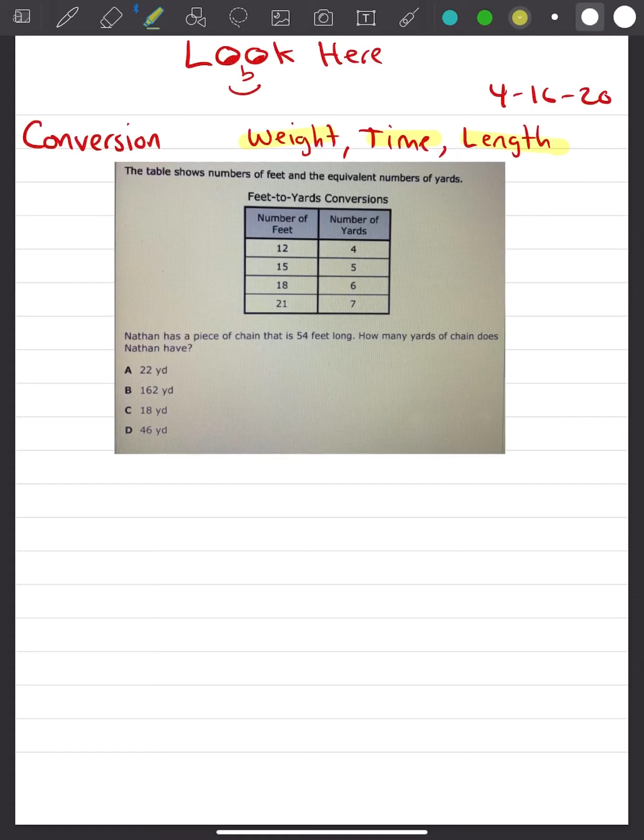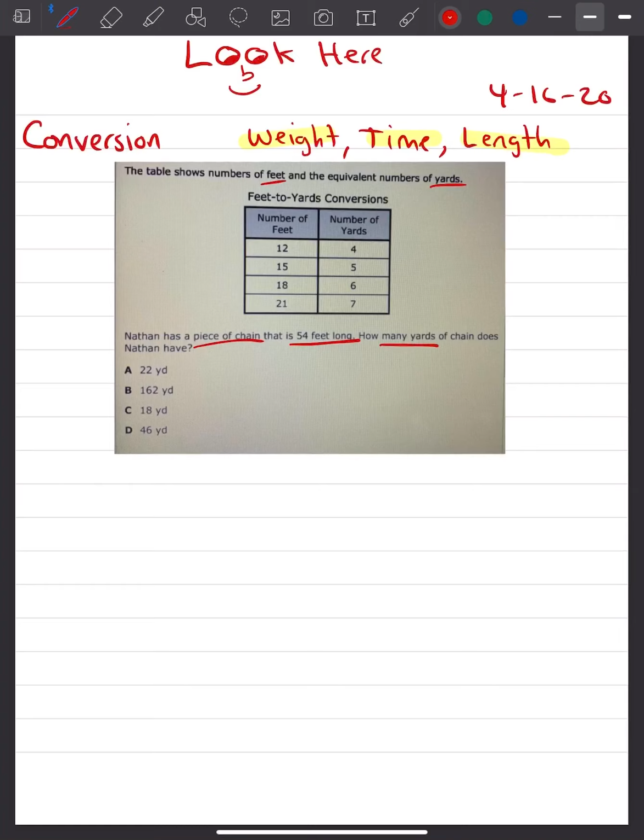All right, so on this problem that we have here, guys, it says the table shows numbers of feet and the equivalent numbers of yards. Okay, so it's talking about feet and it's talking about yards. So it says Nathan has a piece of chain that is 54 feet long. Do you know how long his chain is? Yes, 54 feet long. How many yards of chain does Nathan have?